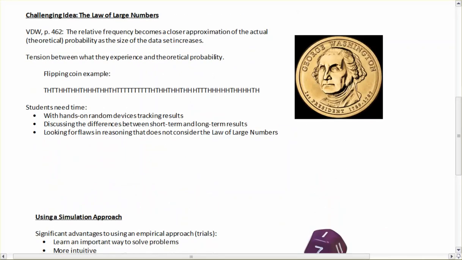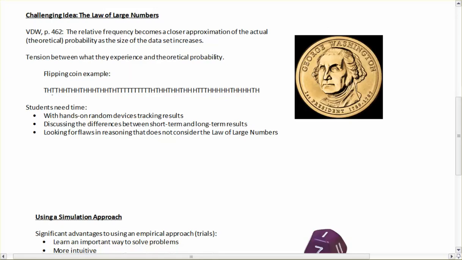The relative frequency of an event becomes a closer approximation of the actual probability, the theoretical probability, as the size of the data set increases. What are we talking about? Let's take a look at flipping a coin for an example.